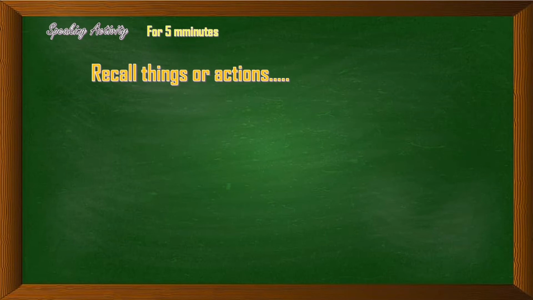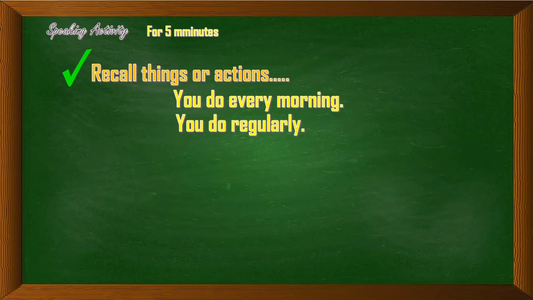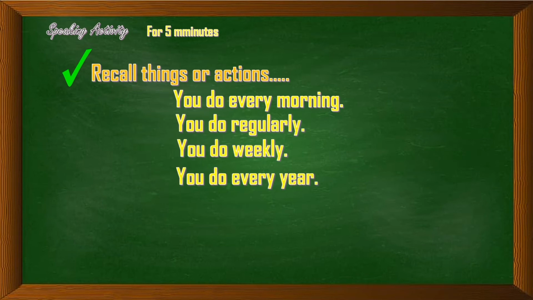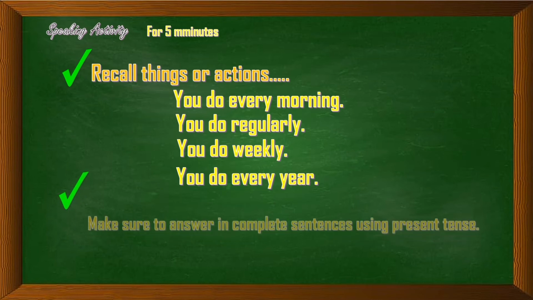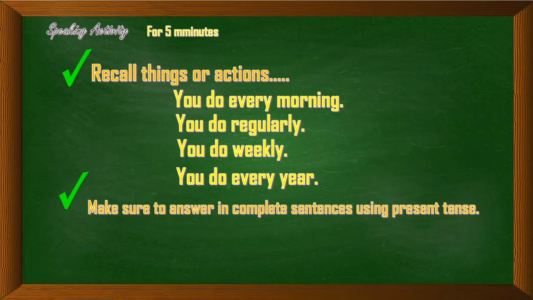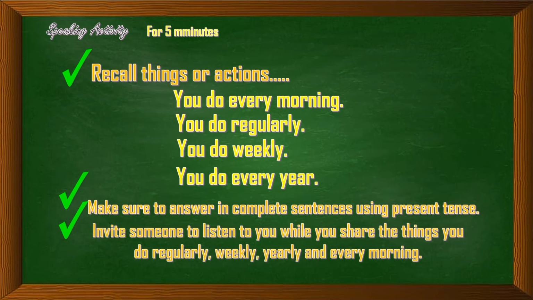Congratulations for those who got a perfect score. Here is a speaking activity that you will perform. For 5 minutes, recall things or actions you do every morning, regularly, weekly, or every year. Make sure to answer in complete sentences using present tense. Invite someone to listen to you while you share the things you do regularly, weekly, yearly, and every morning. Do this for 5 minutes.